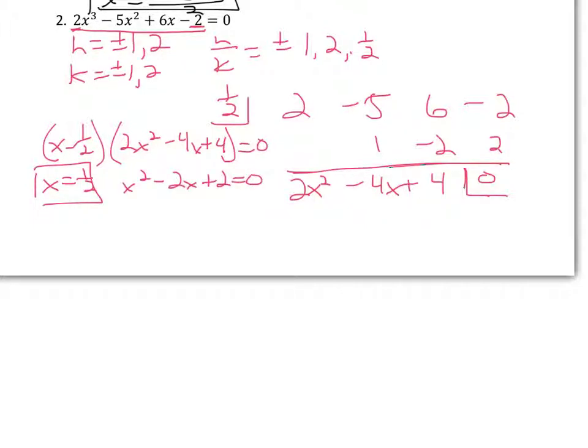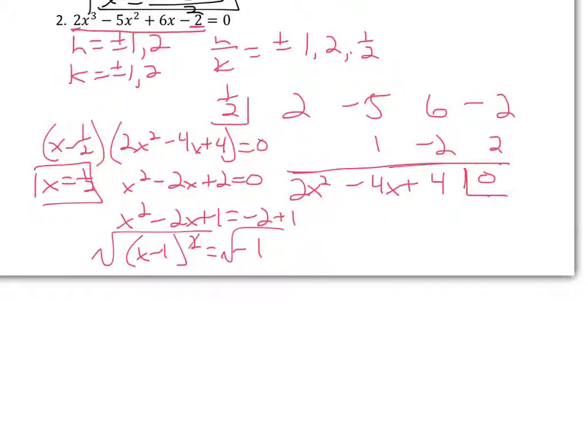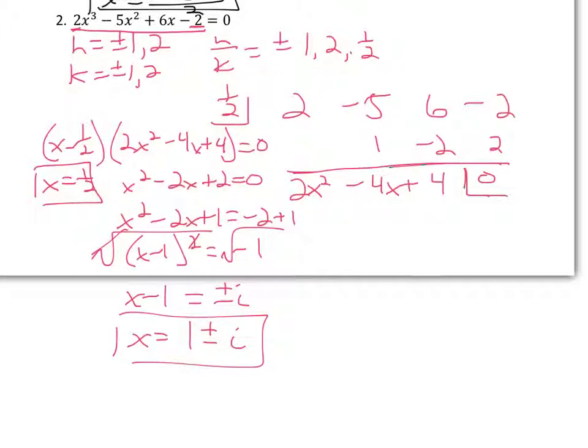All right, I think completing the square is actually probably the best way to do this one. So x squared minus 2x plus 1 equals -2 plus 1. So we have x minus 1 squared equals -1. Square root both sides. Those cancel out. x minus 1 equals plus or minus i. Add the 1 over. And those are your 3 possible answers.